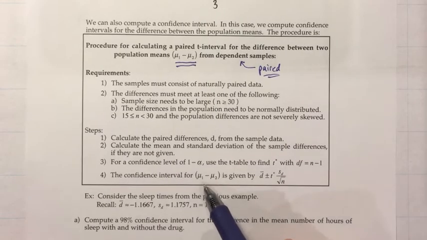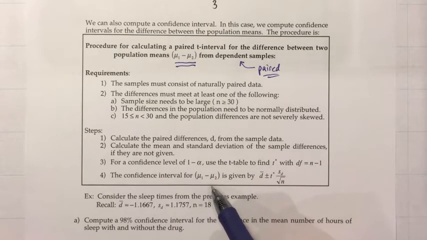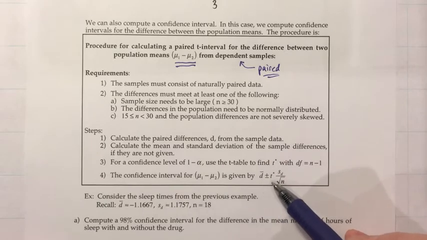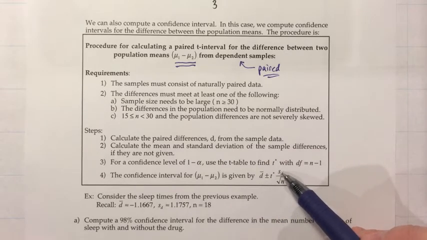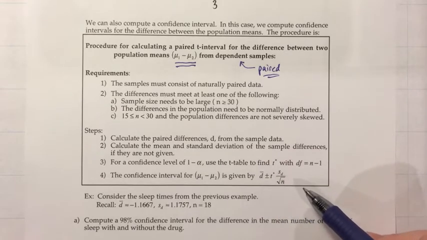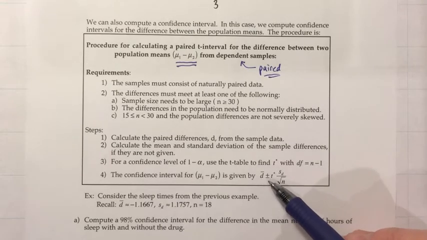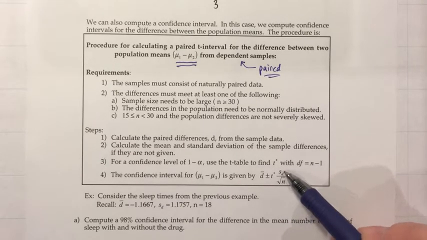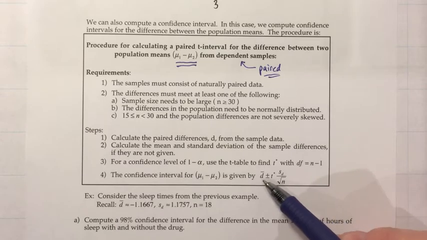And then your confidence interval for the difference between the population means is given by d bar plus or minus t star times s over root n. If you were to look back in chapter 9, this was x bar plus or minus t star times s over root n. Almost identical. It's just we're doing it for the average difference instead of just the average of a single sample.